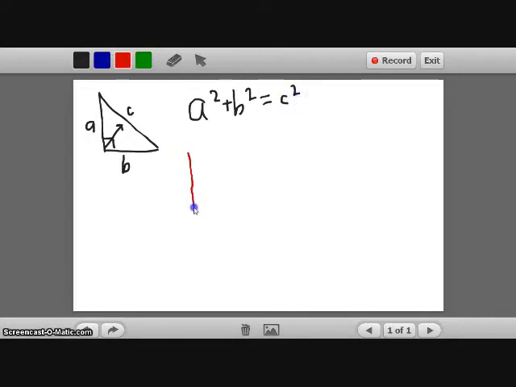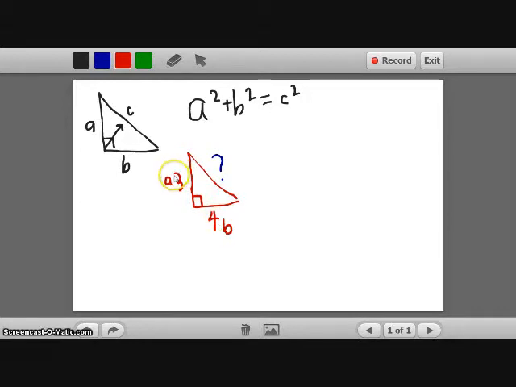If you were given this right triangle and it told you that the length of your legs were 3 and 4, and it wants you to find the length of the hypotenuse, you would need to use the Pythagorean theorem to find your missing side. We know that this side is represented by the variable a. This side is represented by the variable b.